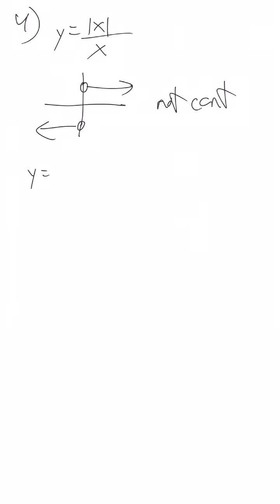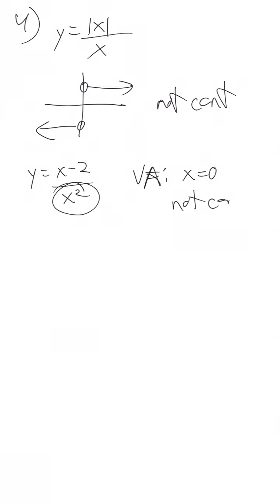And this one is y is equal to x minus 2 over x squared. Well, let's see. We know it's a rational function, and so we know there are vertical asymptotes whenever the denominator has zeros, and that occurs when x equals 0. So there's clearly a discontinuity. A vertical asymptote is an infinite discontinuity. This is not even continuous. So there's no way this thing is continuous but not differentiable at x equals 0.